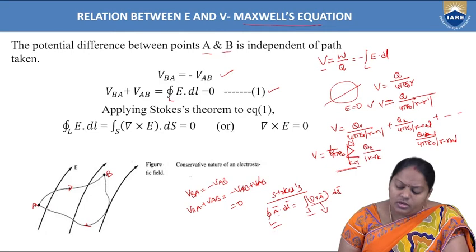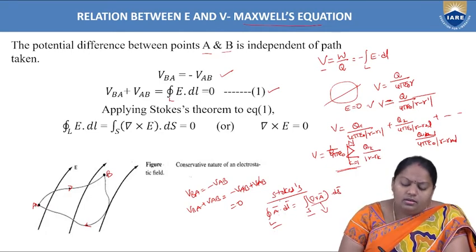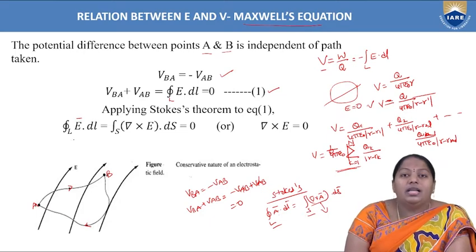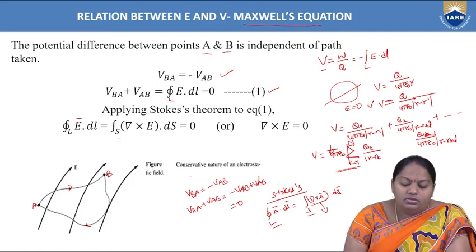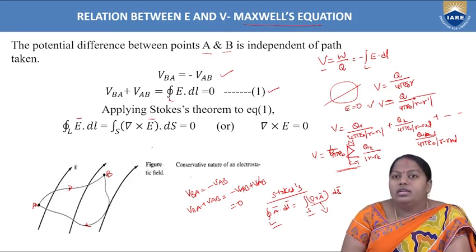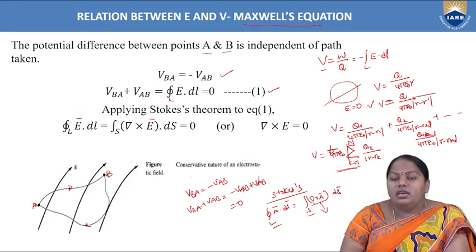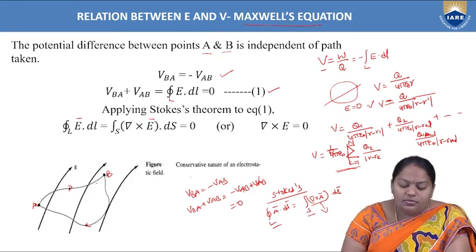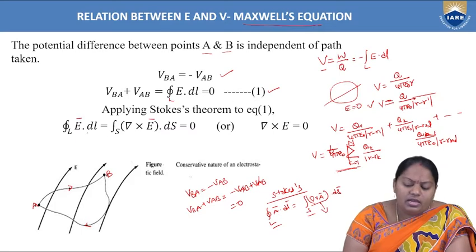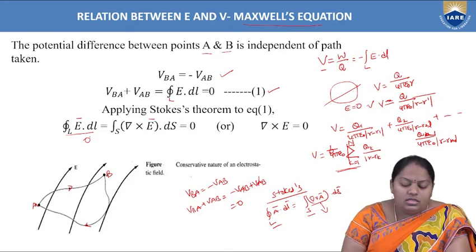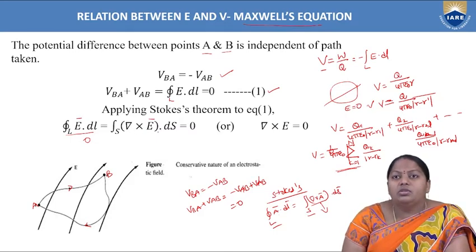Here A is a vector, and in place of A we have the vector field called electric field intensity E. Hence, the closed line integral L E dot dl is equal to the integral S del cross E dot ds, where electric field intensity E is a vector. If you apply Stokes' theorem to equation number 1, then the closed line integral L E dot dl equals the integral S del cross E dot ds. From equation number 1, the LHS becomes 0, so the RHS also becomes 0.